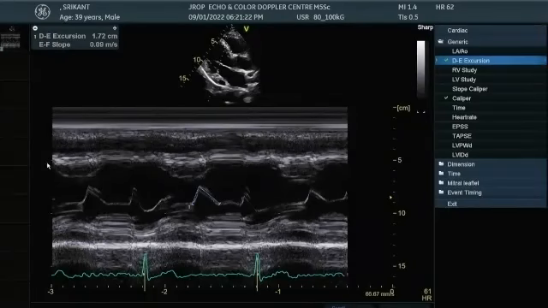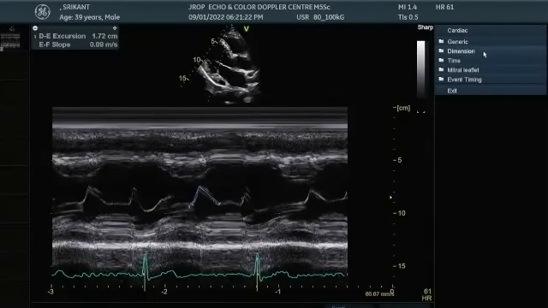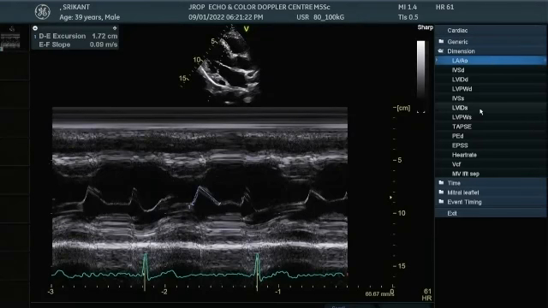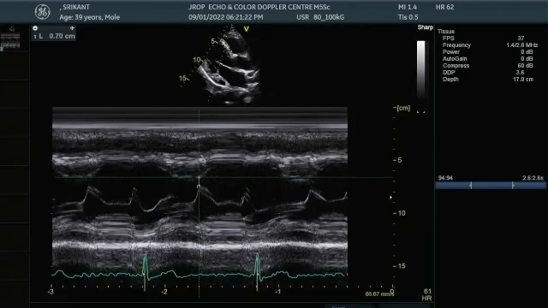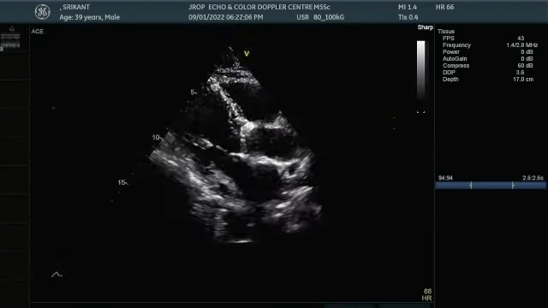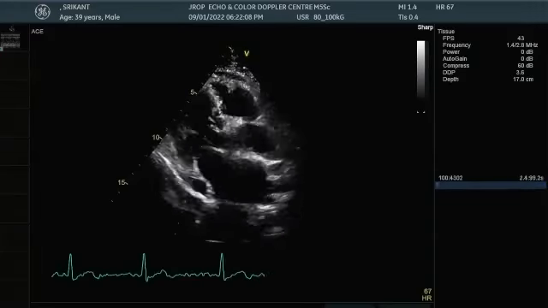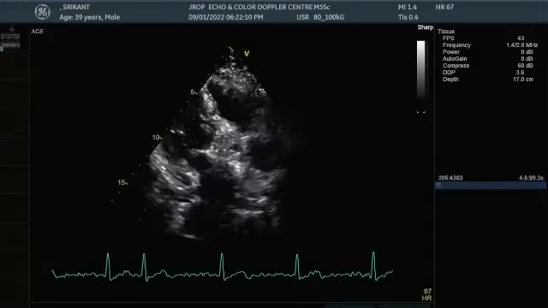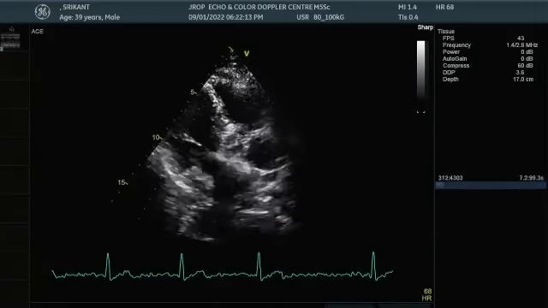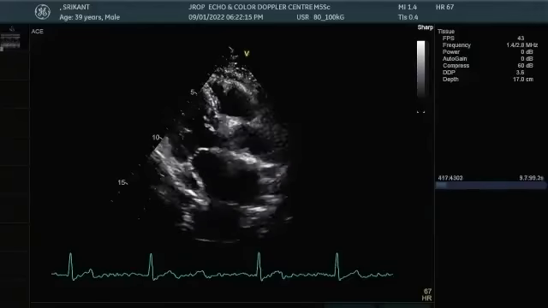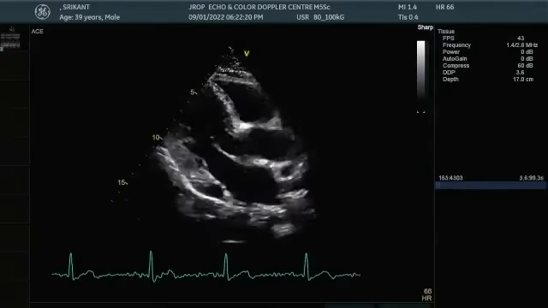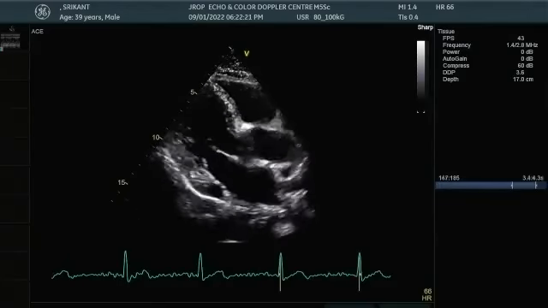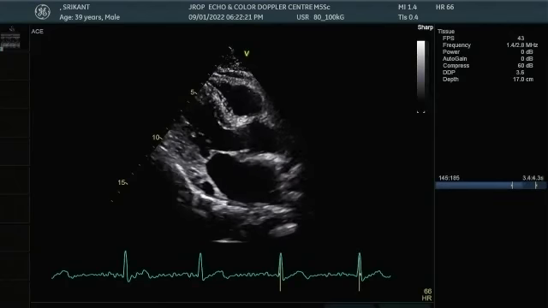At the same time, I can look at my distance, E point septal separation, which is almost 0.86. Then keeping the same point, I'm just distal to the tip of the mitral valve leaflets to look at my LV measurements. At this time, what ASE recommends and what we do is a little different. I'm going to show you that.